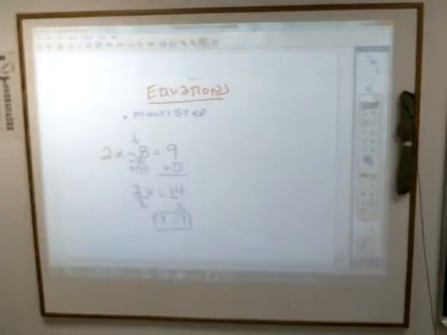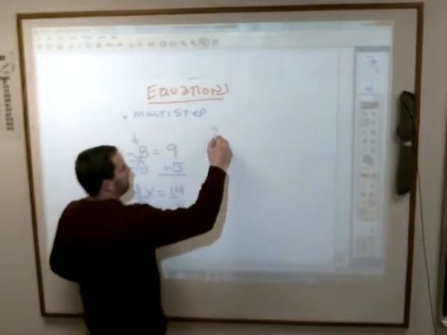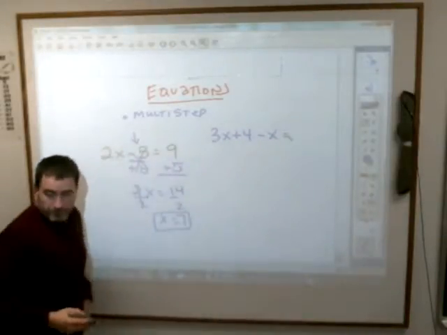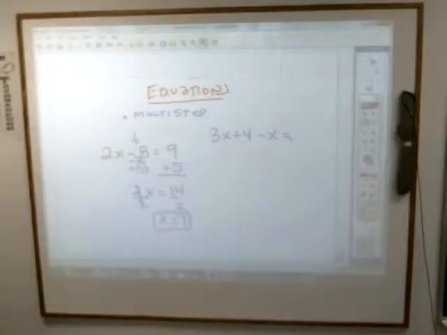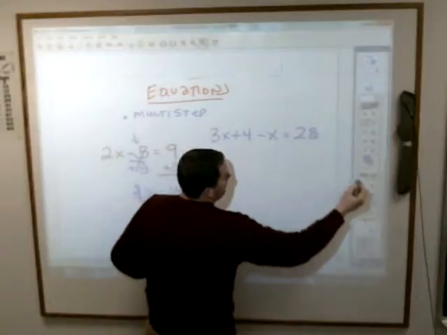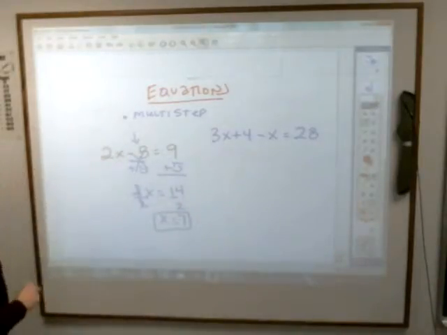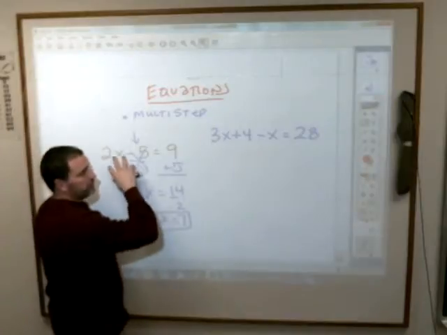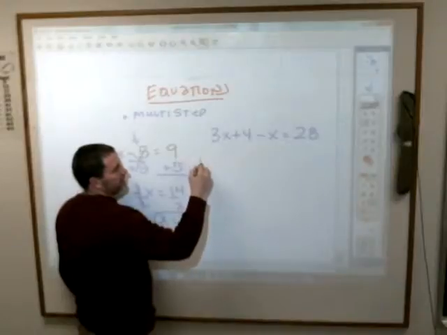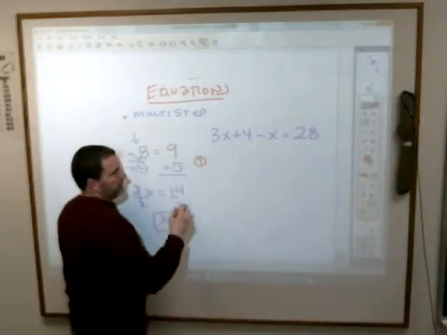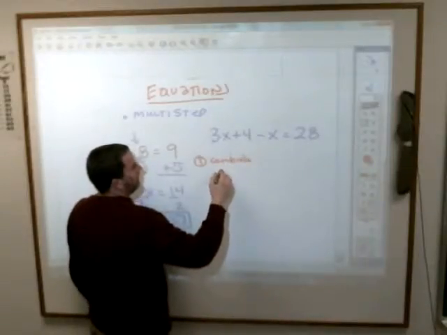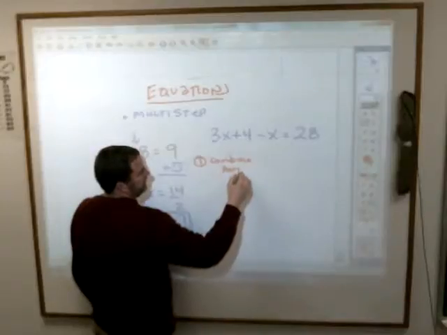Write down this one. If you see 3x plus 4 minus x equals 28. What we have here is a step 1/2. Before you do step 1, your goal is still to get the x by itself, but you must now think about doing first: can you combine anything on the same side of the equal sign?